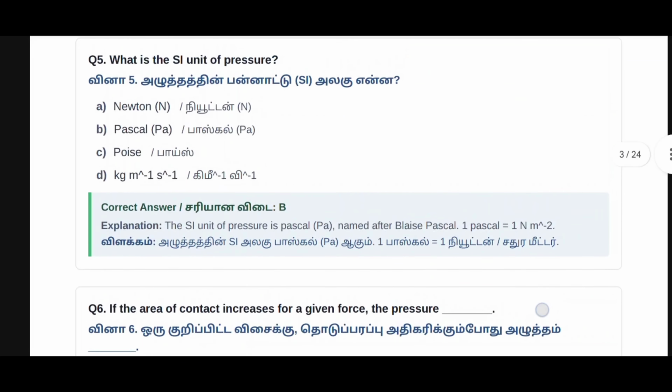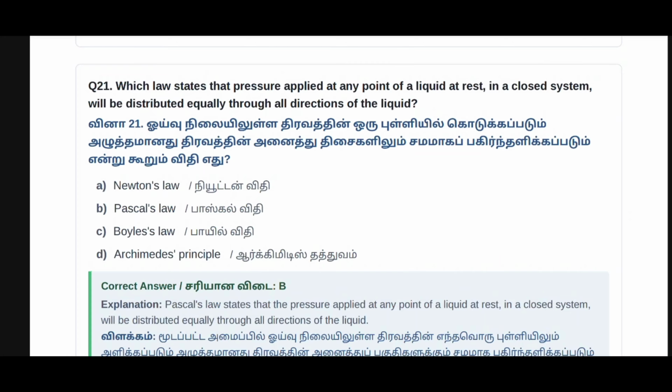Liquid exerts pressure not only on the base of container but also on its dash side walls, option B. Pressure exerted by a liquid column dash with the depth, option B, increase. Why are the dams made stronger and broader at the bottom than at the top? Option B, because water pressure increases with the depth. Which law states that pressure applied at any point of a liquid at rest in a closed system will be distributed equally through all directions of a liquid? Option B, Pascal's law.